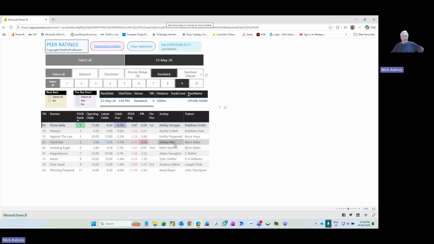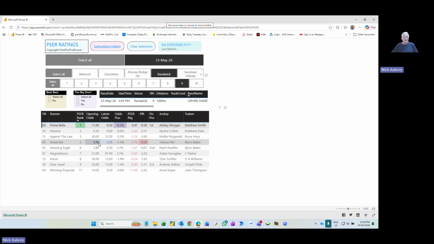And Snack Bar, which was estimated to lead in the race, but I don't know if it did, because sometimes with these heavy tracks, a lot of the form and the estimating of what's going to happen is thrown out the window. But as you can see, the market is often your best guide in these sorts of conditions. And Snack Bar did actually come in slightly in the betting. It was 350 to 335.